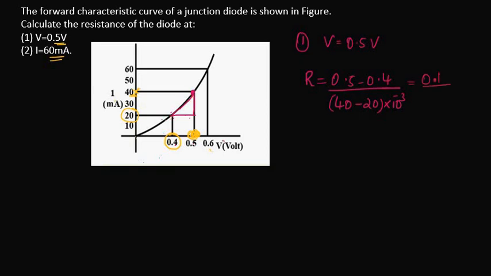This will become 0.1 divided by 20 into 10 to the power minus 3. Once you solve this, you will be getting 5 ohm. This is the answer for the first part.